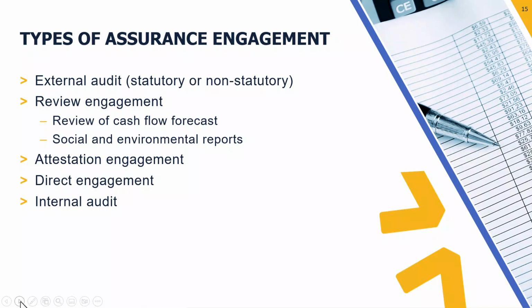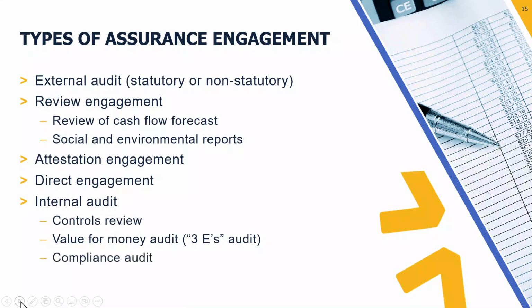We then have internal audit. We have a specific section on internal audit within this course, and we will see how that works, the role of the auditor in internal audit and the role it plays to support external audit. Specifically, you may see things like a controls review. There is what we call a value for money audit, known as the 3 E's, looking at what we call economy, effectiveness and efficiency. And we have our compliance audit.